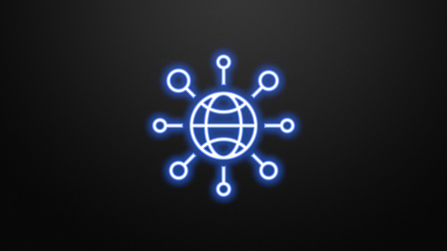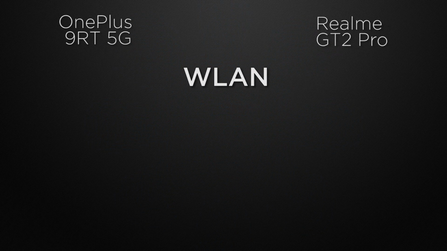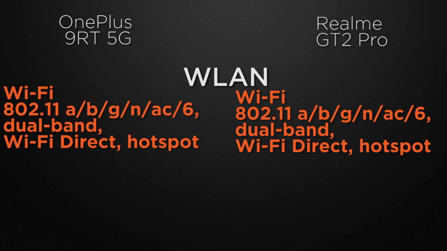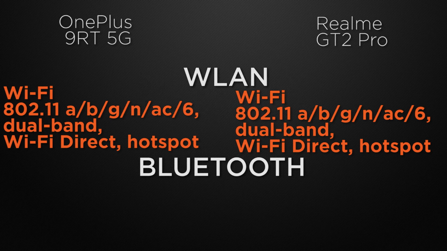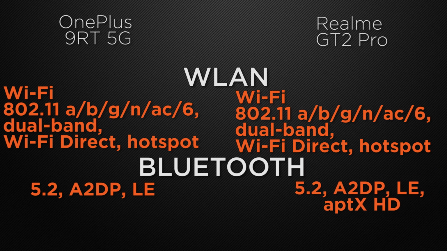Moving to the communication chips in the devices, starting with the WLAN of the devices. Both of the devices have 6th generation of Wi-Fi, Wi-Fi AC, dual band Wi-Fi, Wi-Fi direct and hotspot, so it's a tie here. And about the Bluetooth version of the devices, 9RT have 5.2 generation of Bluetooth, whereas GT2 Pro also have 5.2 generation of Bluetooth, so it's a tie because both of the devices have same generation of Bluetooth.